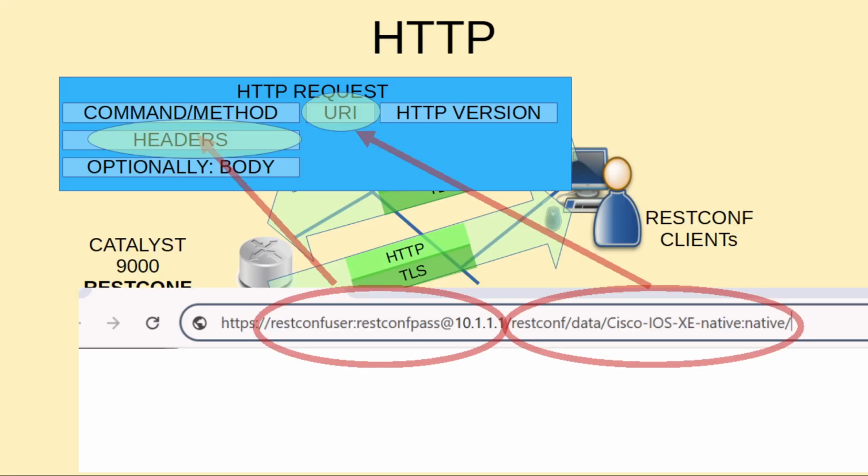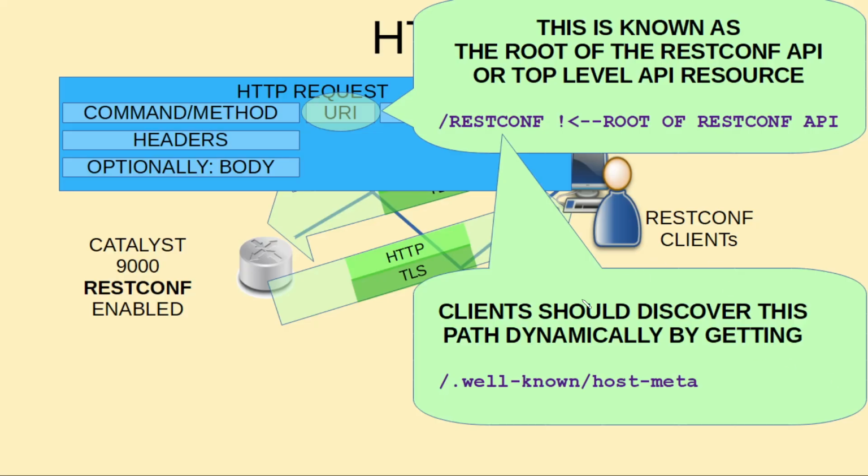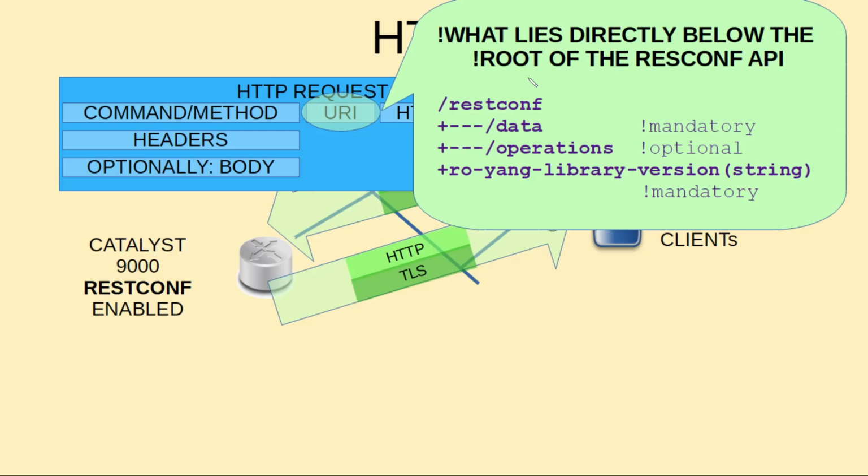For instance, if we were using a browser as HTTP client, only this part will become the URI. The RESTCONF path root is usually /restconf. The RFC actually establishes that clients should discover this path dynamically using a GET operation on this resource. However, for this session, we are just going to assume that it is always /restconf. Now, what lies directly below the root of the RESTCONF API? Below the /restconf path, we have the data path, which is mandatory, the operations path, that is optional, and the Yang library version, which is a string leaf, that is mandatory.